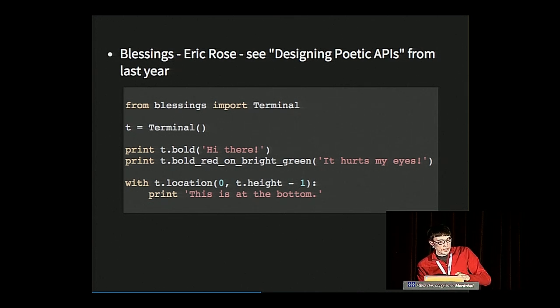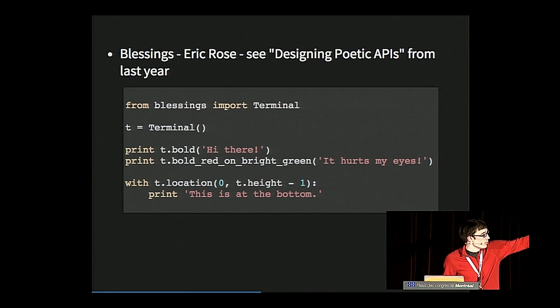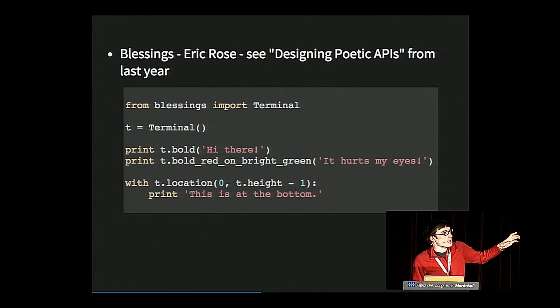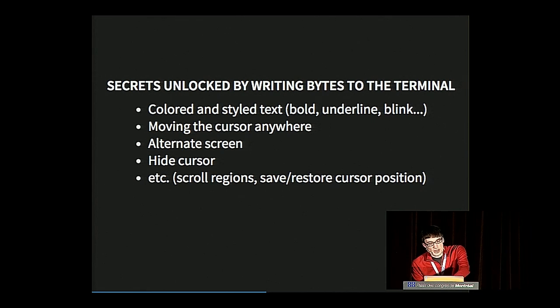So now that you know that it's just bytes, you know that this t.bold thing here is just saying build a string that turns on boldness, writes "hi there", and then turns it off. And it's still your responsibility to print that string. So now you know kind of how to use this Blessings thing. Most of it generates strings that it's your job to print. Look at this later.